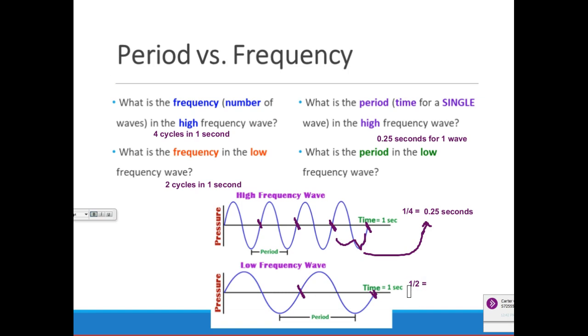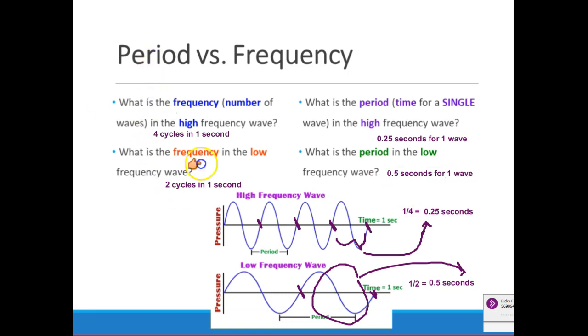What would be our period if we had to have 2 waves in 1 second? How long does it take for just one of those? 1 divided by 2, what does that give me? Yeah, exactly. It's going to give me a period of 0.5 seconds because this means that for a single wave, it only takes me 0.5 seconds. Smiley faces if that makes a little bit more sense now. The difference between the frequency and the period.